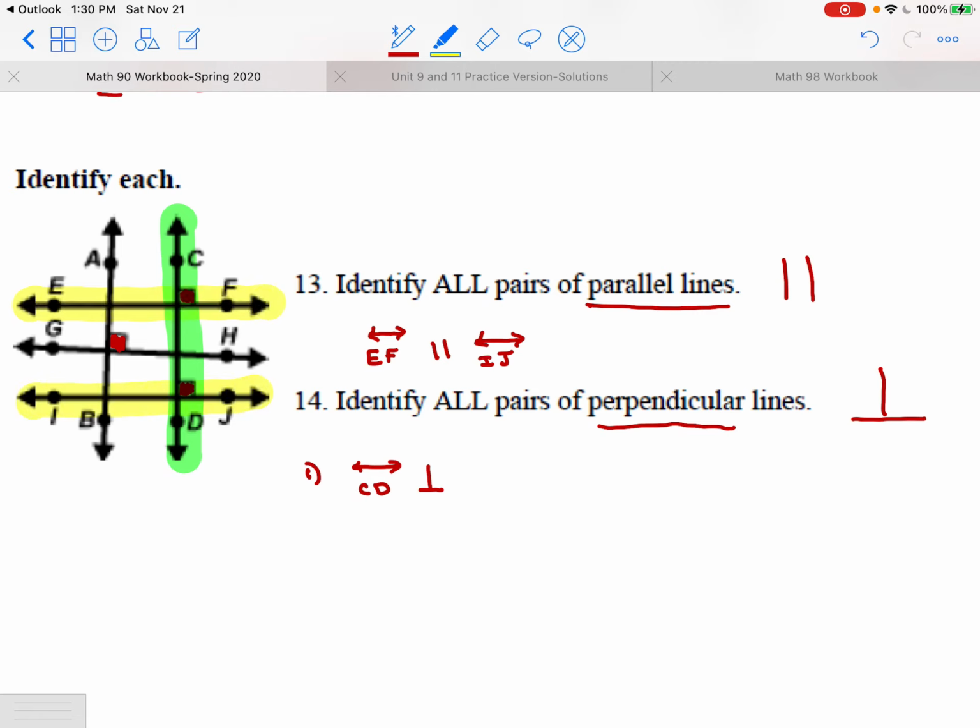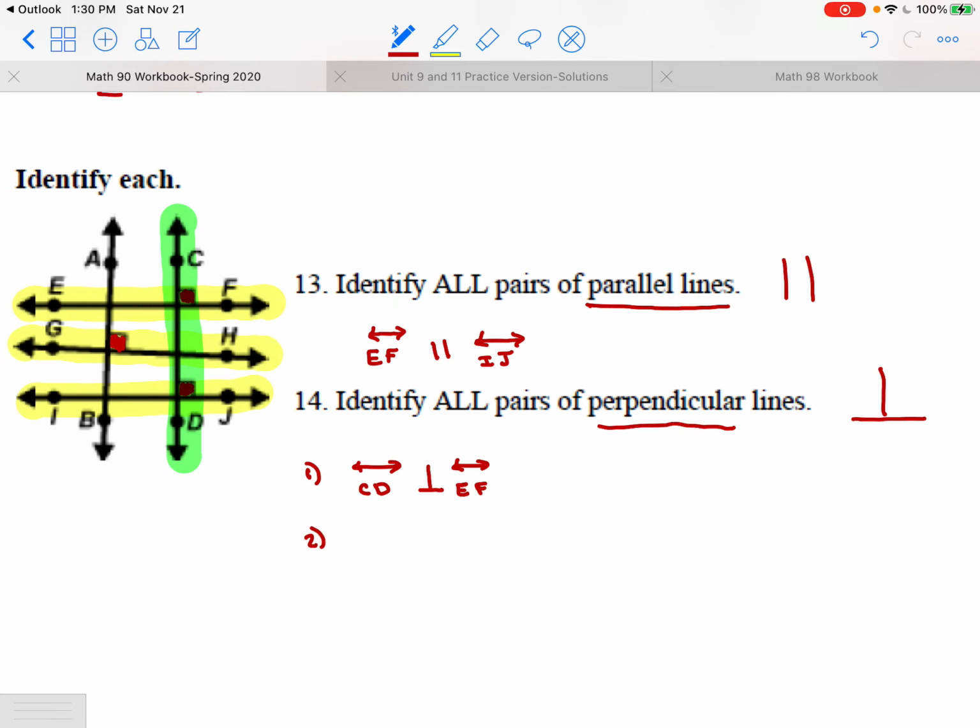Okay, and that one. I'm going to go ahead and highlight this one because we also are going to come back to that. So first of all, we're just going to go with this first line. So CD is perpendicular to line EF. Okay, that's the first one.